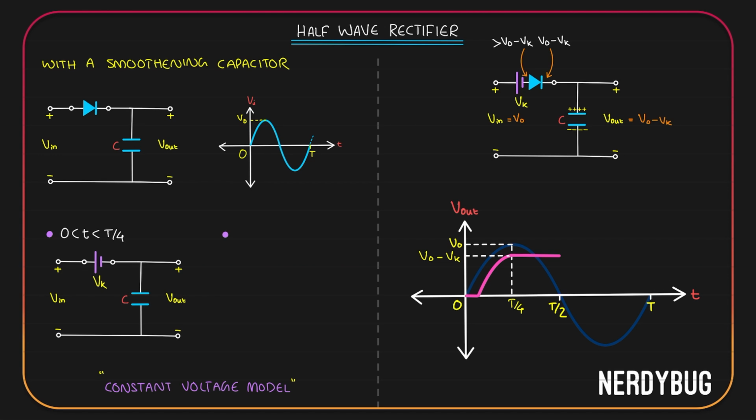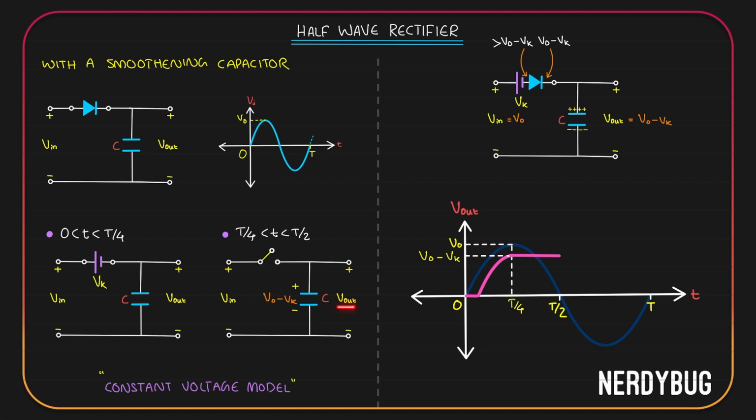So we can write, when T by 4 is less than t, less than T by 2. That is when the input decreases from the maximum value to 0 at T by 2, this is how the circuit model will look like. The capacitor is completely charged, so it has V naught minus Vk across it. Diode is acting as an open circuit.